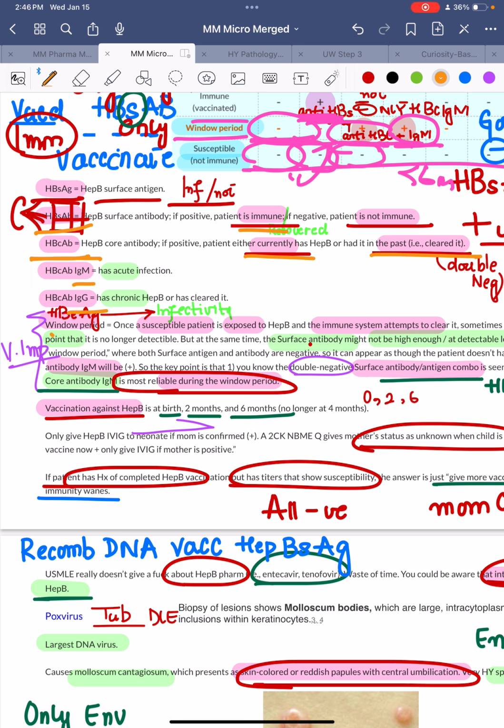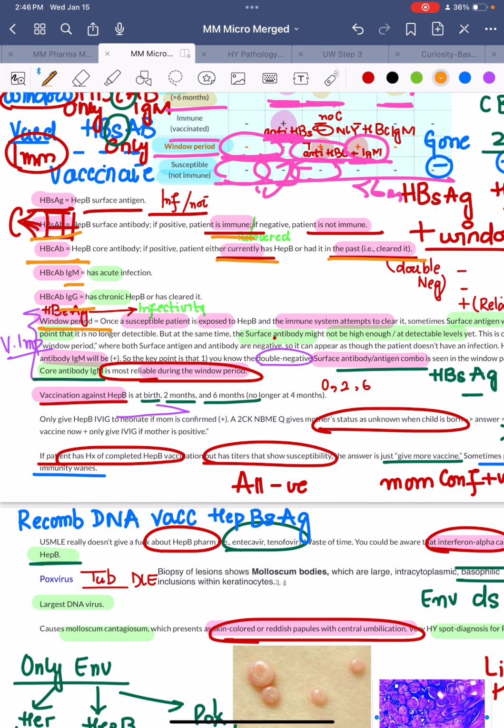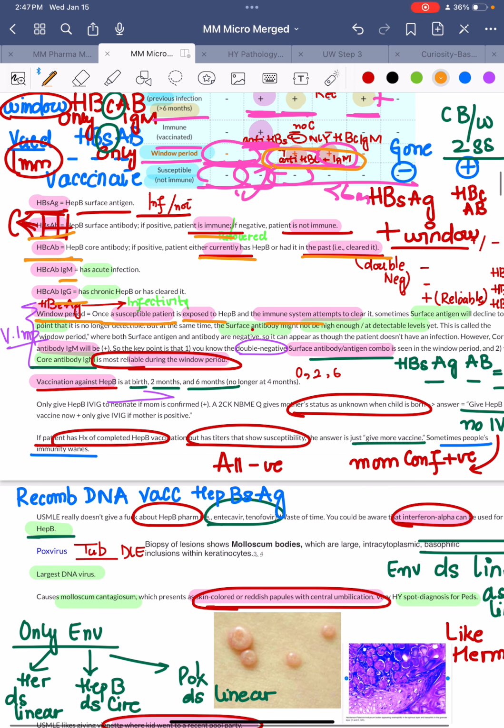Then there is one particular period of time which they can give you in your Vinay, in which only anti-HBc antibodies, and only IgM, is positive and nothing else is positive. That is known as the window period. Once a susceptible patient has been exposed to hepatitis B, the immune system is trying hard to clear it. Therefore, HBs antigen is absent along with the HBs antibodies. So the body is trying hard to make the HBs antibodies, but they are not enough to be detectable yet. And then they are doubly negative.